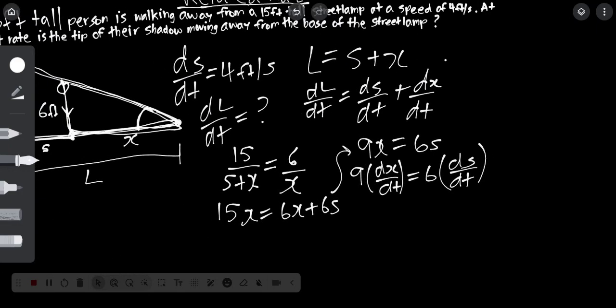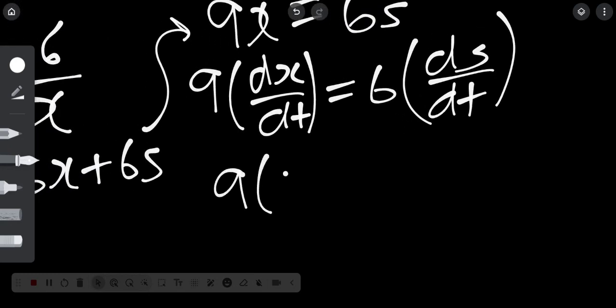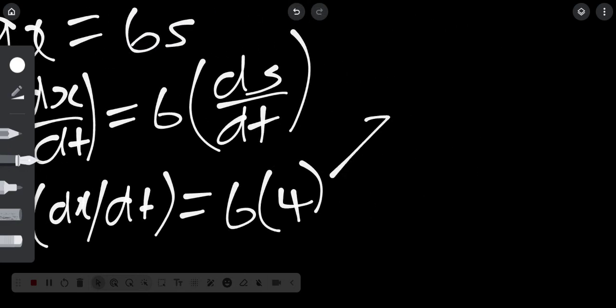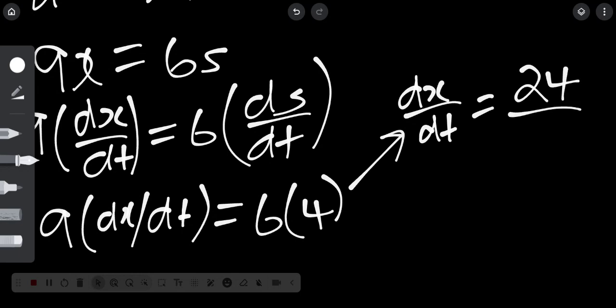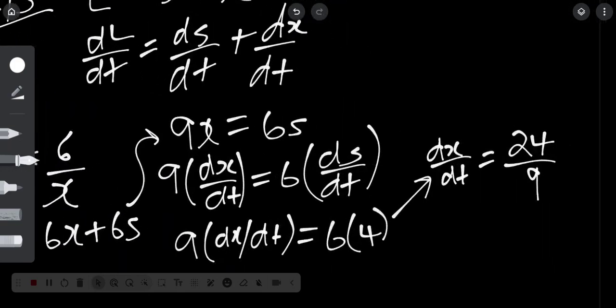Now we can substitute the 4 feet per second, so we can plug that in. So it'd be 9 times dx/dt is equal to 6 times 4, which we can clearly see that now dx/dt is equal to 24, because 6 times 4 is 24, over 9, because you divide by 9 to isolate the dx/dt. So now we have dx/dt.